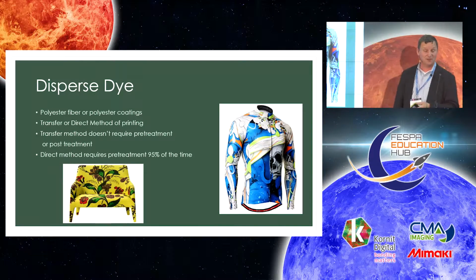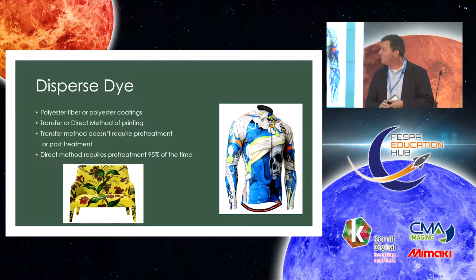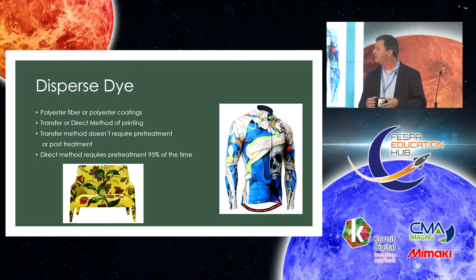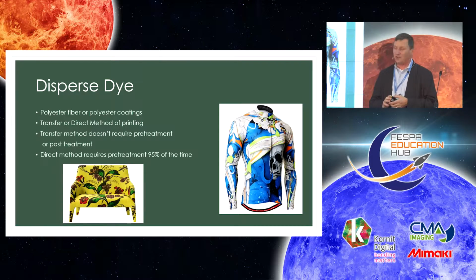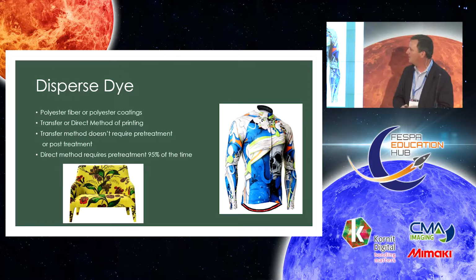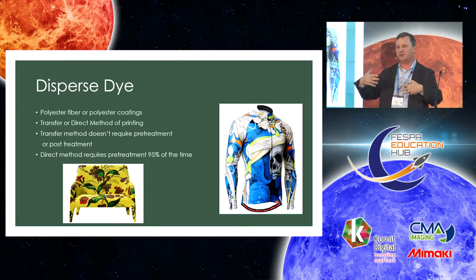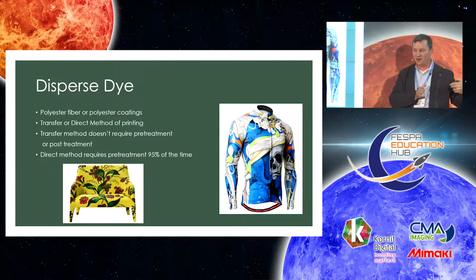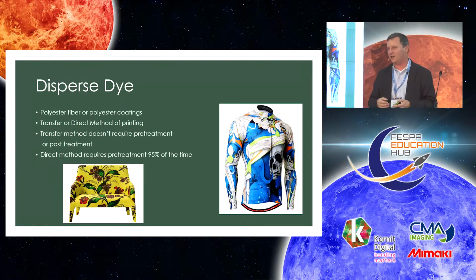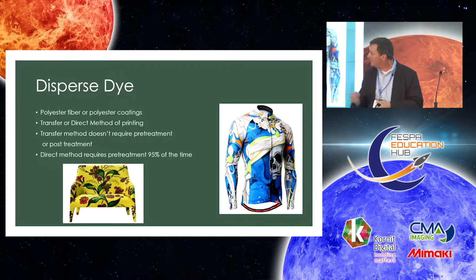Disperse dye. Disperse dye for polyesters. We can use a transfer method or a direct method to print. The transfer method doesn't require pre-treatment of the fabric or post-treatment. This is commonly referred to as transfer dye sublimation, what you're hearing about out on the show floor. That opens up our fabric usage if you're a small printer using dye sublimation to any type of polyester that's on the market. You don't have to put any added cost into the fabric, pre-treating it or post-treating it. There's the direct method, pre-treatment 95% of the time.